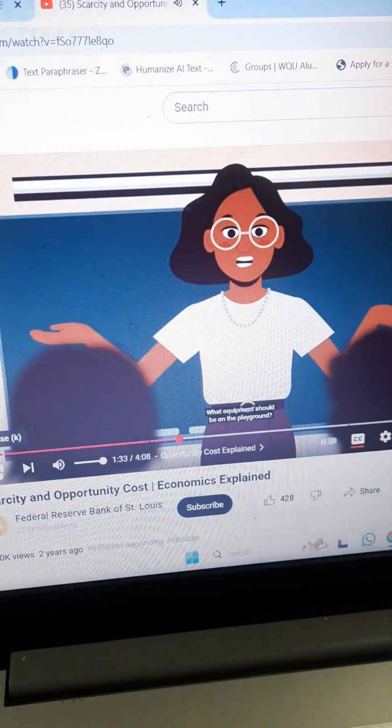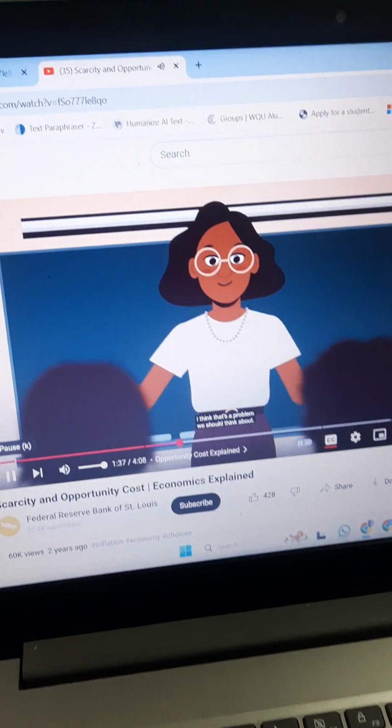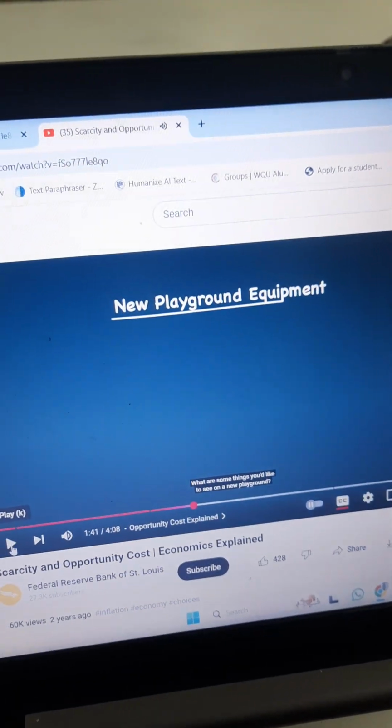Now, we have another problem. What equipment should be on the playground? What kind of playground should it be? I think that's a problem we should think about. What are things you'd like to see?